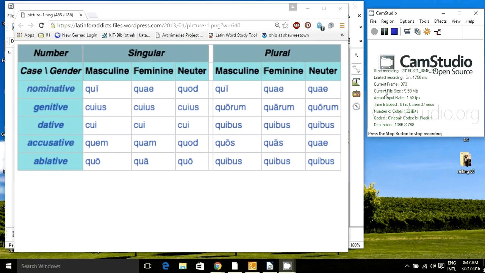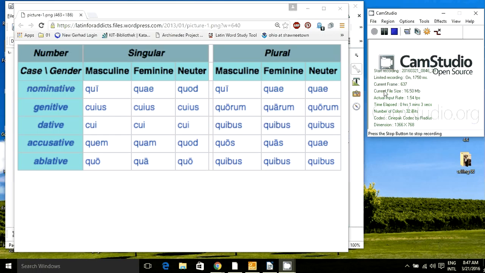And here are the forms. In the masculine: qui, cuius, cui, quem, quo. And then the masculine plural: qui, quorum, quibus, quos, quibus. The feminine: quae, cuius, cui, quam, qua. And in the plural: quae, quorum, quibus, quas, quibus. And then the neuter: quod, cuius, cui, quod, quo. Quae, quorum, quibus, quae, quibus.